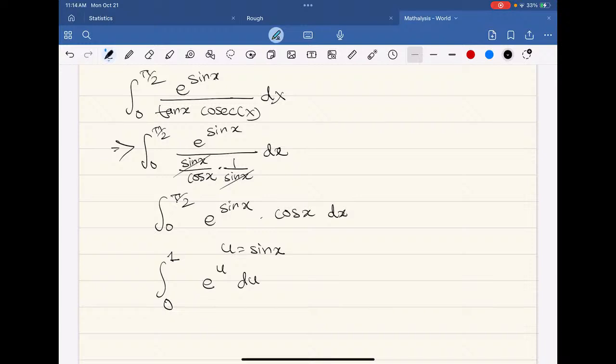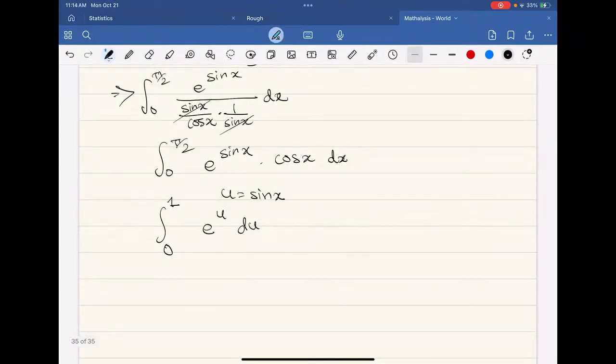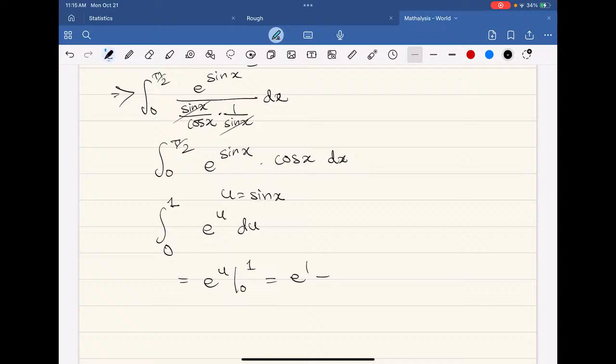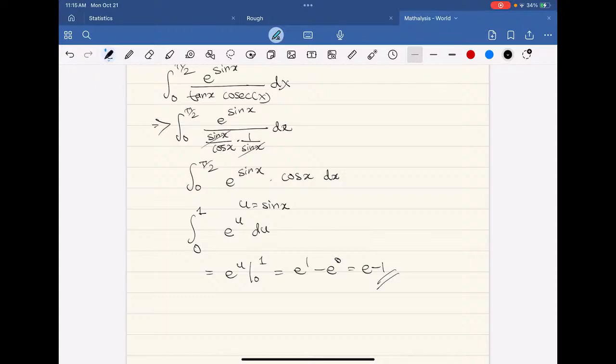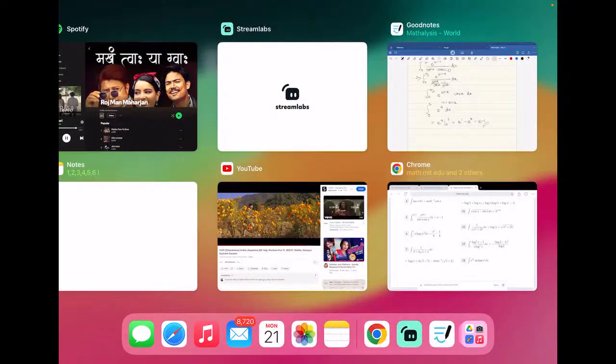Okay, now after this, now integral of e to the power u. Simple, we get e to the power u. I got the simple expression. Okay, now I think the integral is just e to the power u going from 0 to 1. So this is e to the power 1 minus e to the power 0. So e minus 1, and that is the answer, right? Let's check it. e minus 1, yeah.